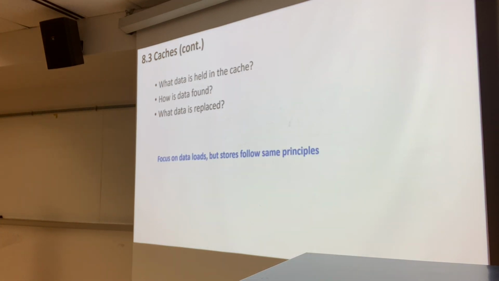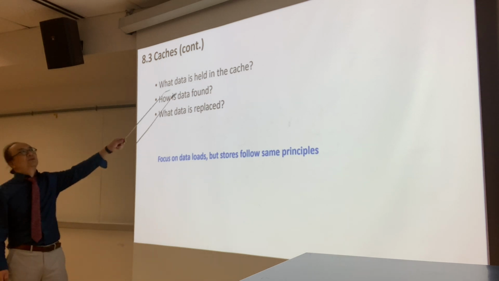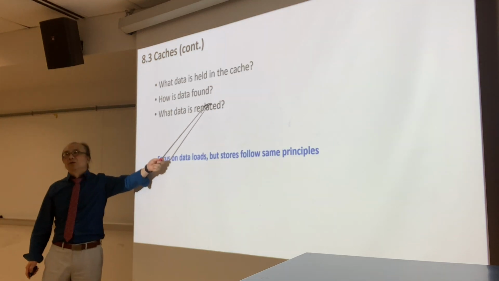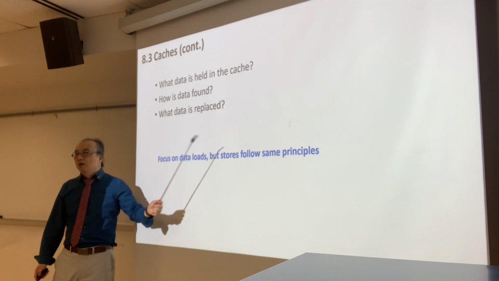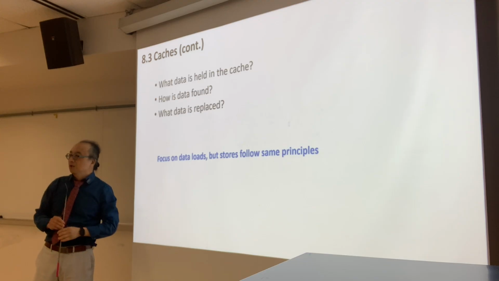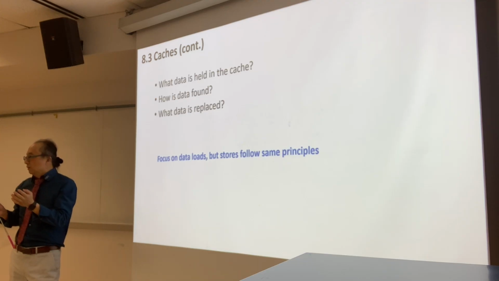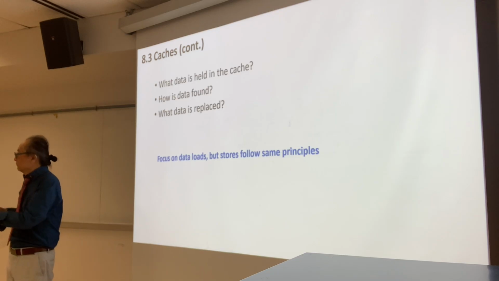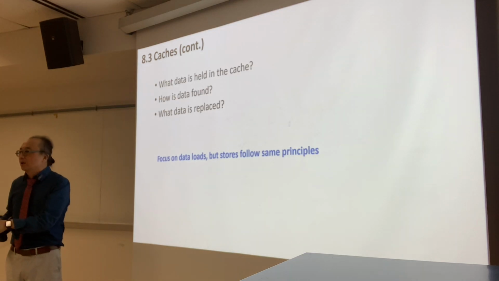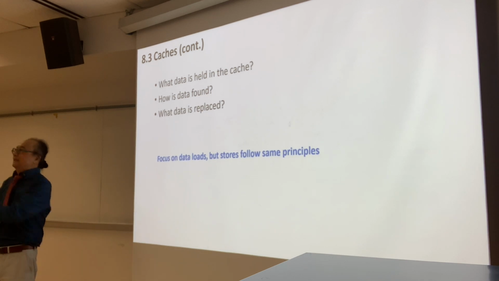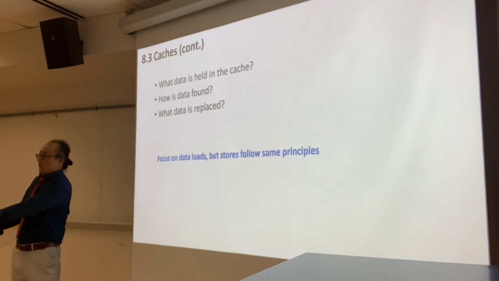So when we do the cache design, these are the 3 questions that we need to ask ourselves. What data is held in the cache? How is the data found? And what data is replaced? So I'm going to go down to main memory and bring it to the cache, because within the cache, the information that I want right now is not available. First question is, how do I know the information that I need right now is not in the cache? And the second question is, how do I go down to main memory, find whatever I need, bring it to cache.